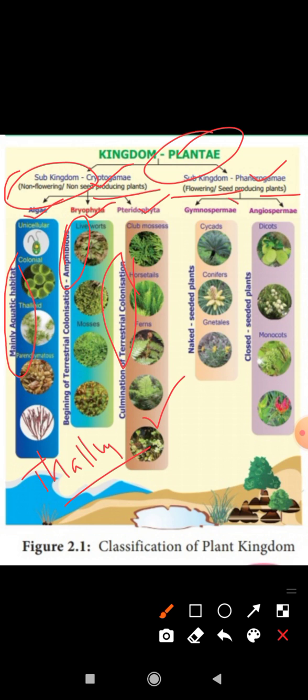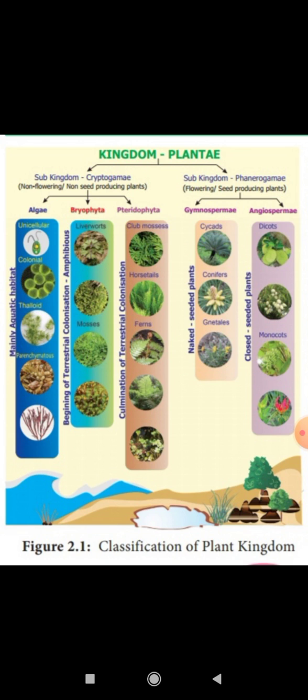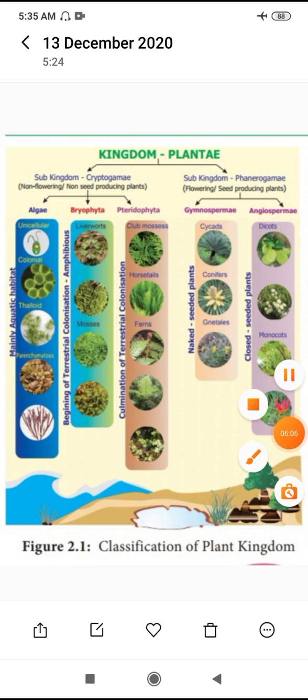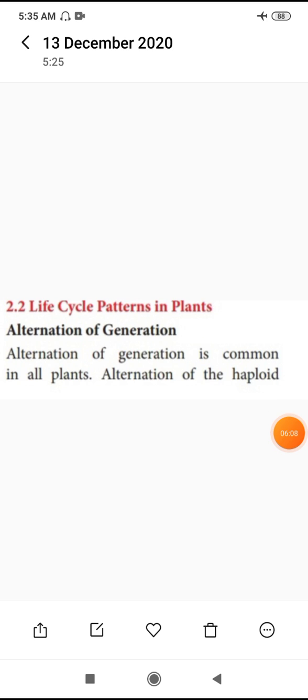Then gymnosperm is an open-seeded plant, also called naked seed, the seed not enclosed in an ovary. Then angiosperm, a closed-seeded plant. Angio means box, sperm means seed. Gymnos means open, sperm means seed. Okay, these are the ways to classify the plant kingdom. The next concept is life cycle in plants.